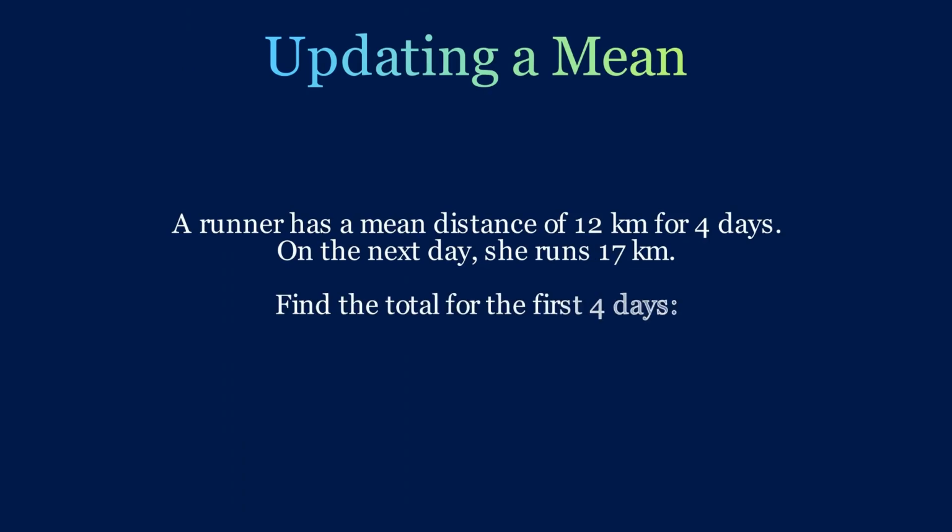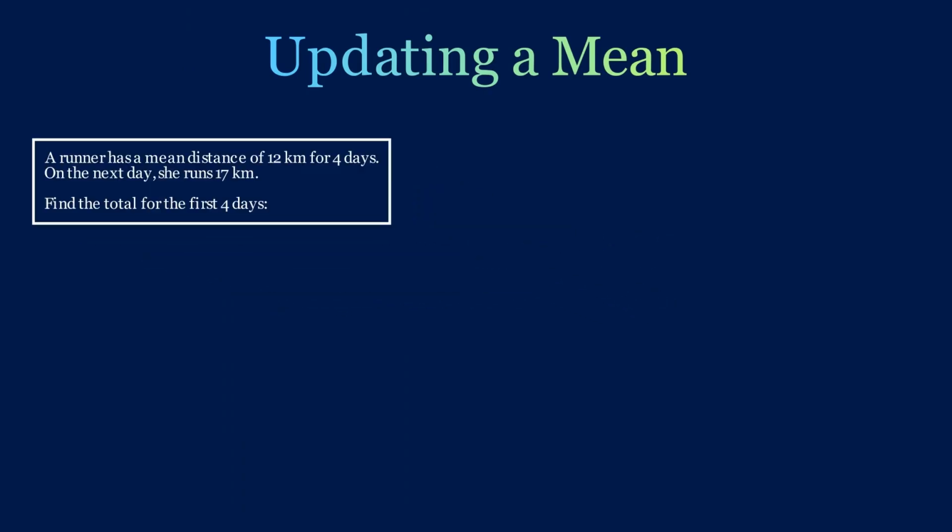Now let's learn how to update a mean when a new value is added. A runner has a mean distance of 12 kilometers for 4 days. On the next day, she runs 17 kilometers. What will her new mean distance be? Let's solve it step by step. Step 1.